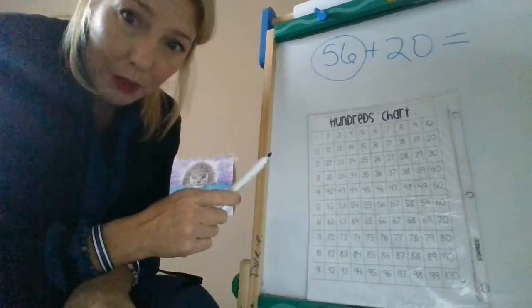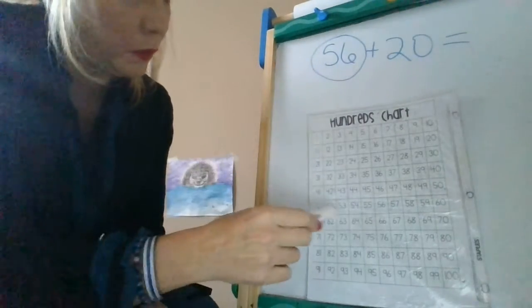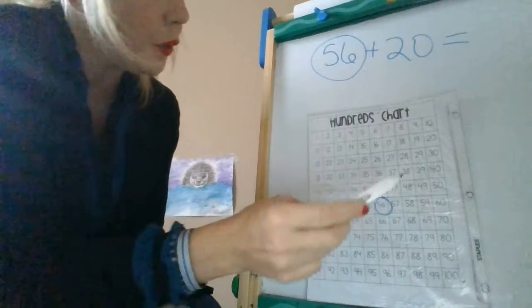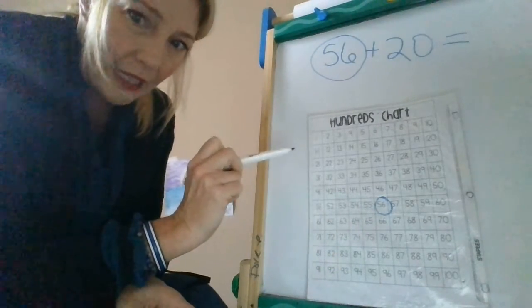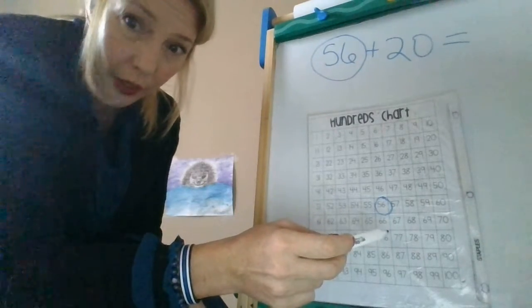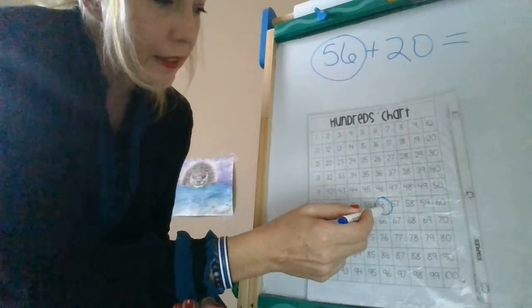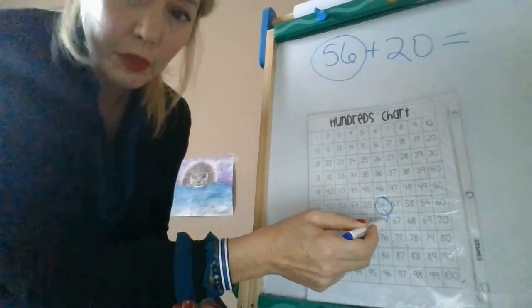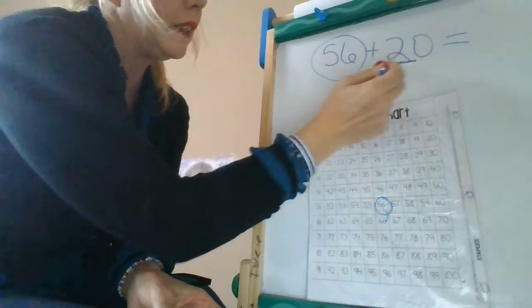So back to the problem on the board. Once we have found 56 in the row of 50s, we are going to need to add 20 to 56. Every time you add a ten, you are going to jump down a row on the hundreds chart. So when we go down one row from 56 to 66, we've added 10. But if you look at the place value of the number we're adding, it's a 20.